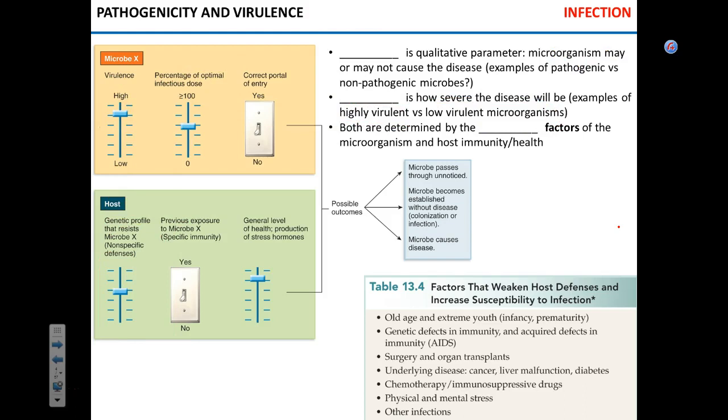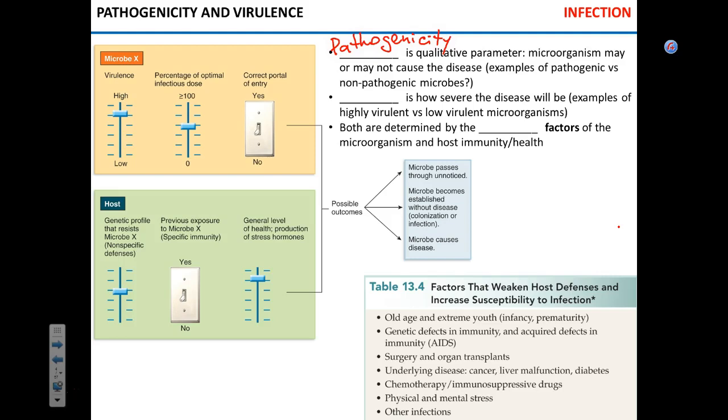Now, pathogenicity and virulence. These two terms create a lot of confusion, not only in students, but in scientists as well. That's why I want to precisely define how I want you to answer my question about this. Pathogenicity is a qualitative parameter. It is not measurable. Pathogenicity means whether the microbe can or cannot cause infection. Do you see what I'm saying? So say influenza is pathogenic. Staph epidermidis is non-pathogenic. Okay? Does that make sense?